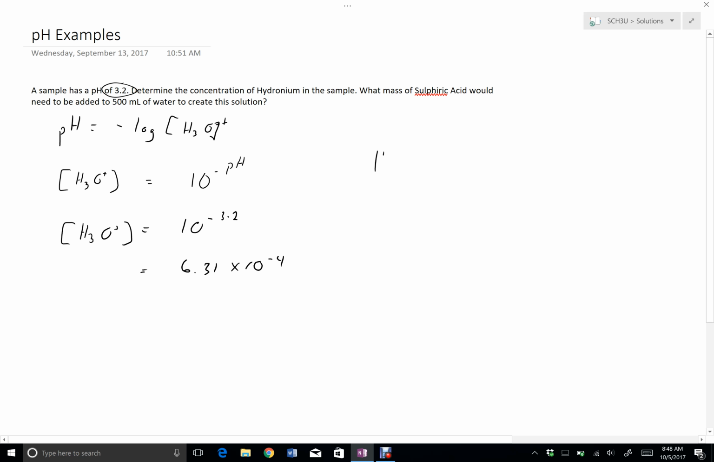Now I have sulfuric acid, so H2SO4, and it's going to react with water to produce SO4 2- and H3O+. We have a little bit of a trick here because this is a polyprotic acid. It has two hydrogens on the sulfate. That means that we need two waters for it to react with, and it's going to produce two hydronium ions. So here's my concentration of hydronium.